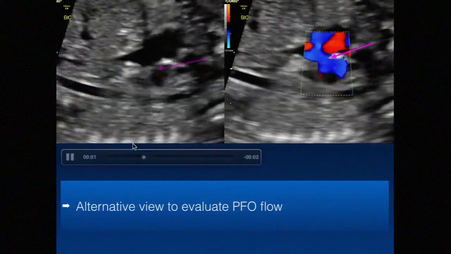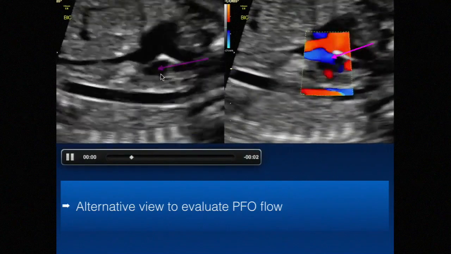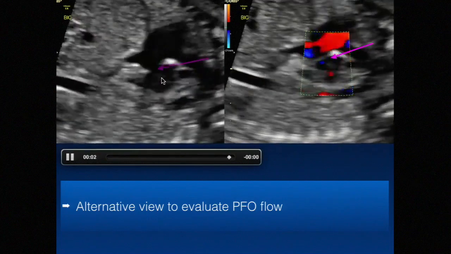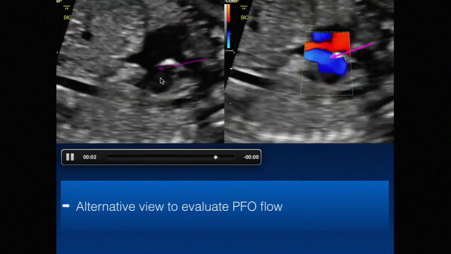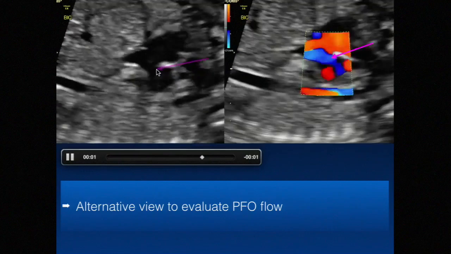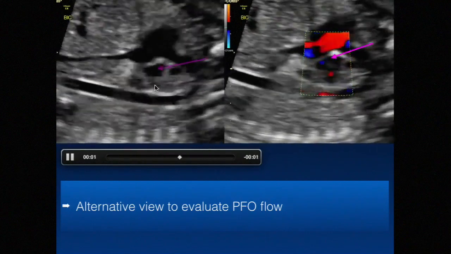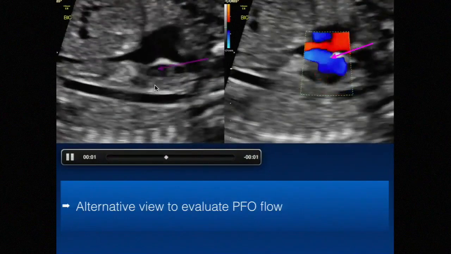The other thing I use this view for, since we can see both the right and the left atrium as well as the foramen ovale flap, is to confirm that the PFO flow is correct or abnormal. So it's another alternative view to think about if you're having trouble in the four-chamber view.